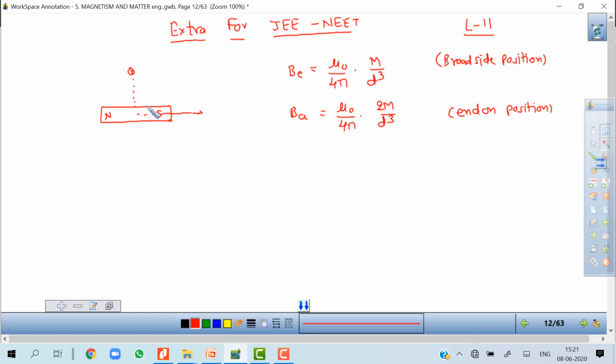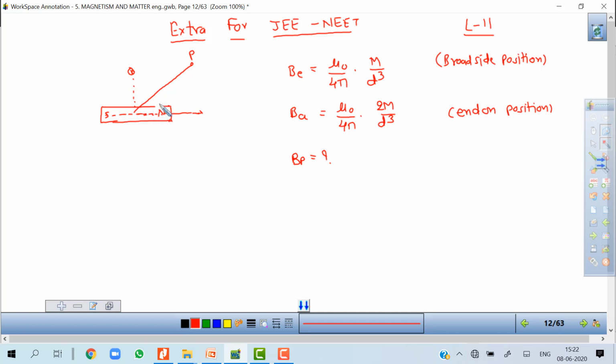Now, what is the magnetic field at this point? Suppose for comfort I take this side south and this side north. So this is my direction of the magnetic dipole, and I am taking a point somewhere here. Then what is the magnetic field at point P? That we want to find out. It is very similar to the electric dipole, first of all.